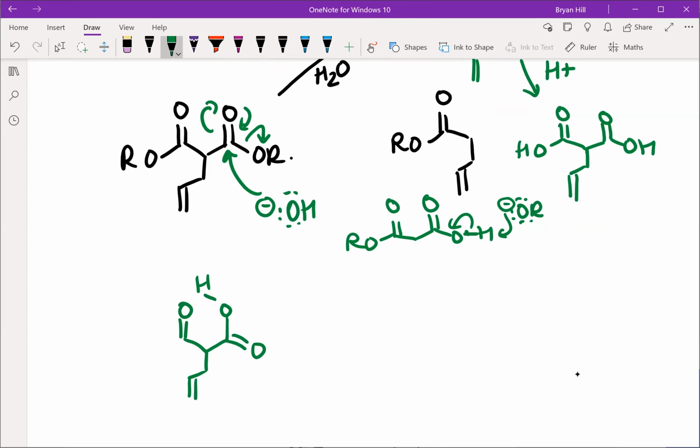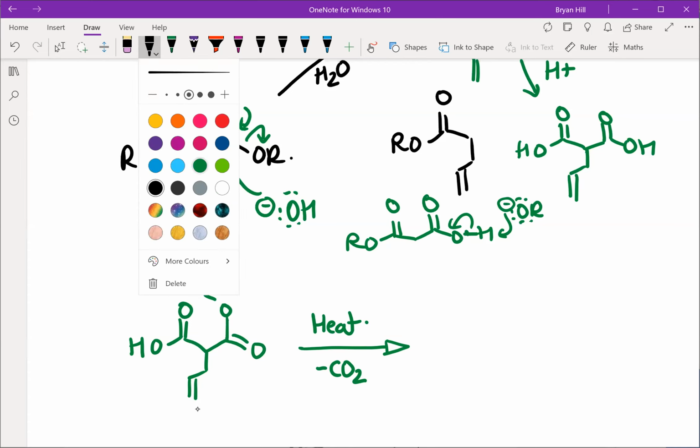The principle is actually the same. So heating this up, we are going to lose CO2 gas. And the mechanism for this is, as I said, fun.